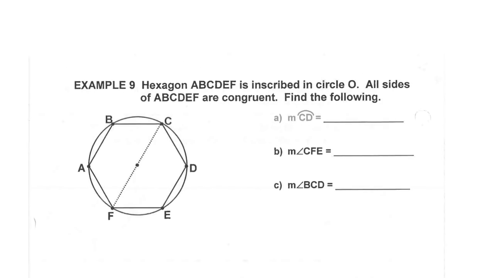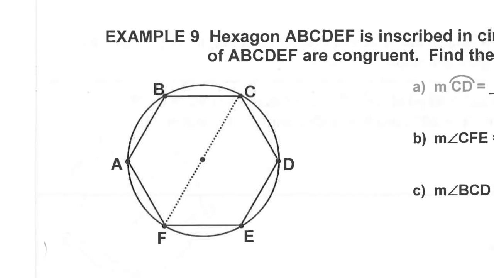All right, last one. This one looks tough, but there's a couple of things you can do to make it easier. It says we've got a hexagon, A, B, C, D, E, F. It's inscribed or inside of circle O. All sides of the hexagon are congruent. Find the following. So what they told us there is that all these are congruent.